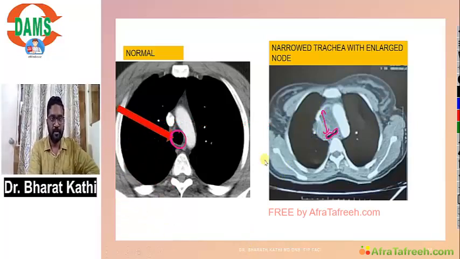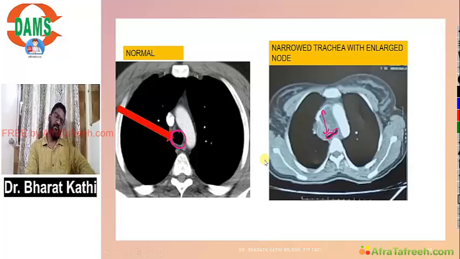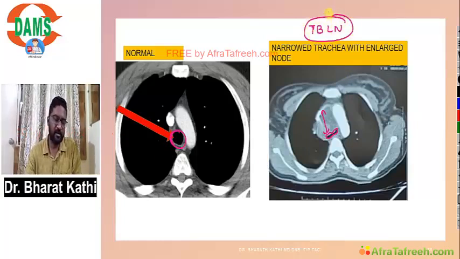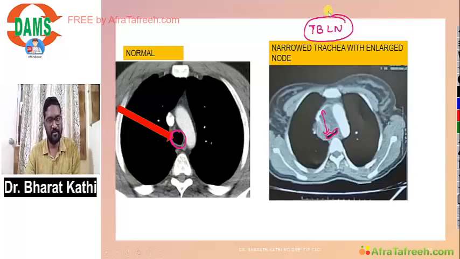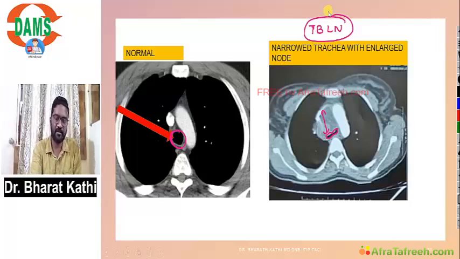Later when we did a transbronchial needle aspiration, it came to be a TB lymph node. And later when we treated, it completely resolved. It was a TB lymph node. So that's why don't go with sarcoid. Sarcoid is very rare, think of TB first. So this patient was later diagnosed as tubercular lymph node, and she had a very good response with ATT.